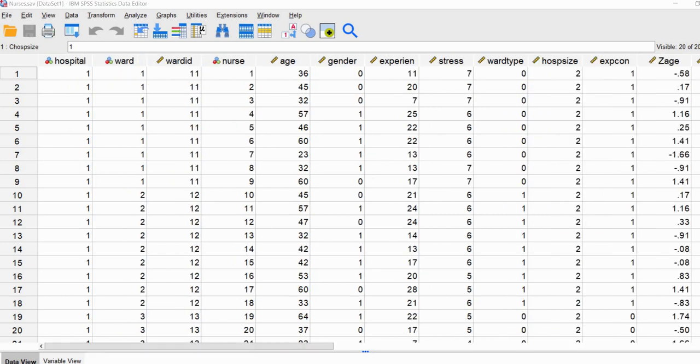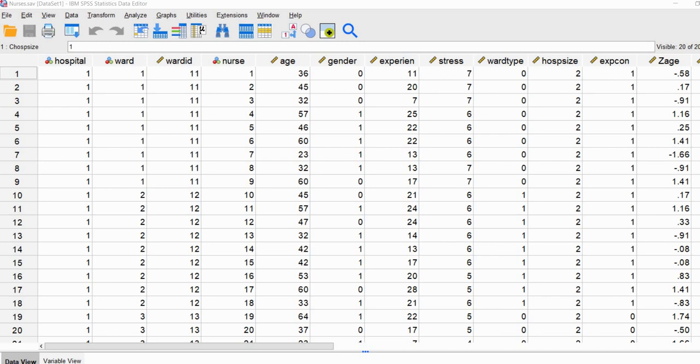Okay, so now that we've gone over our variables and the scenario, let's go ahead and begin by running our first analysis. So the first analysis in the PowerPoint is essentially testing a null model where we're allowing the intercepts to randomly vary across wards and across hospitals. In that model, though, there will be no predictors included.